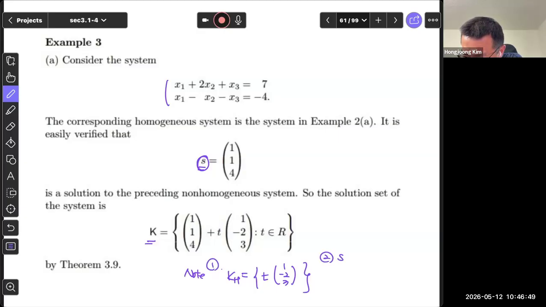And S is not unique. You can add any solution. Any solutions to AX equals B can be your S. And if you add any such S, you get the whole solution set.